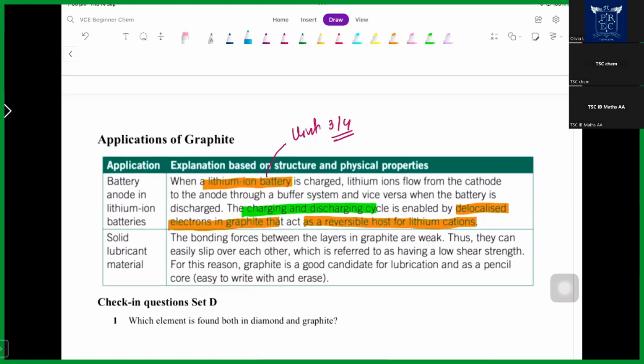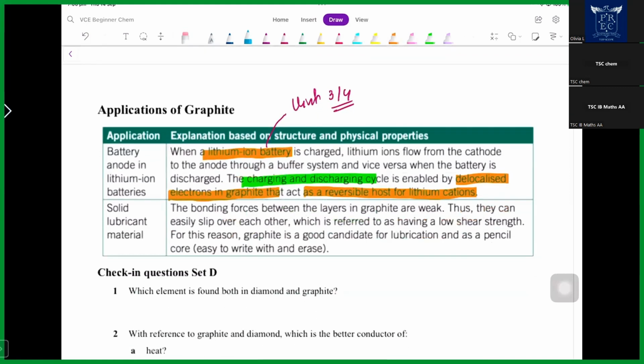And it's also used as a solid lubricant. The bonding force between the layers in graphite is weak, so they can easily slip over each other. Okay, so that makes it a good candidate for lubrication and as a pencil.